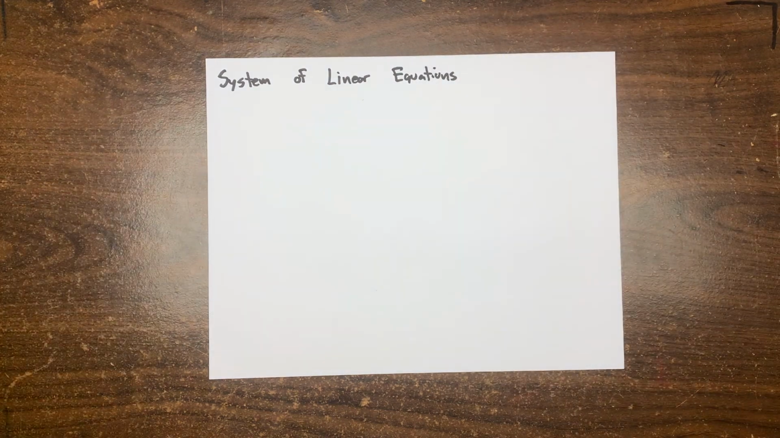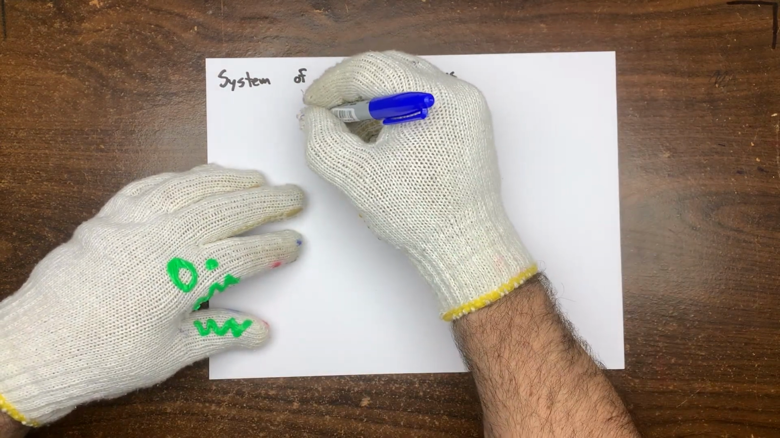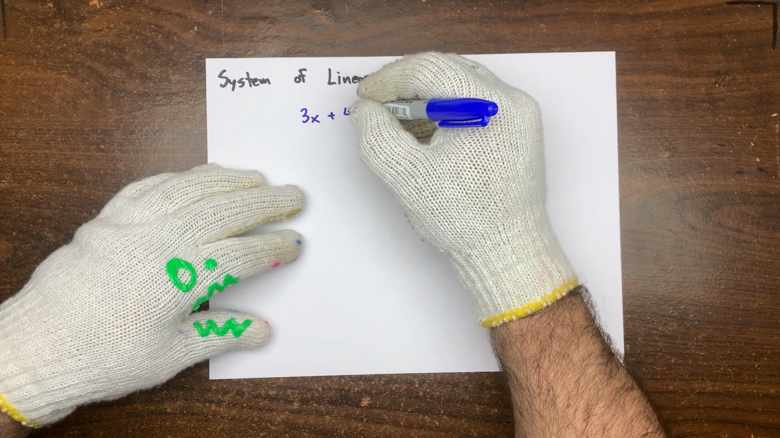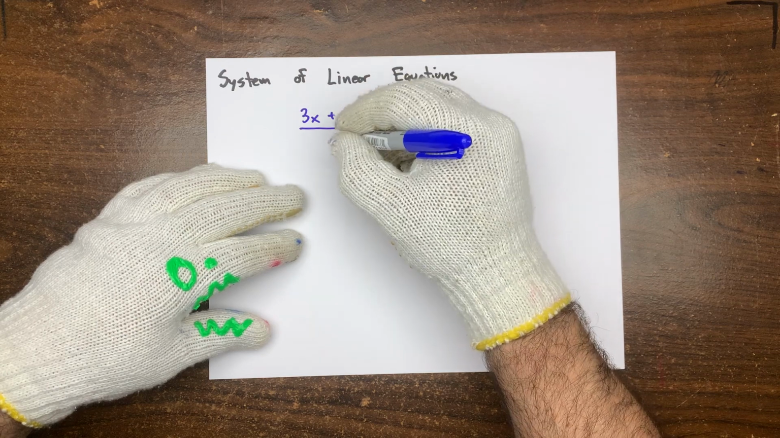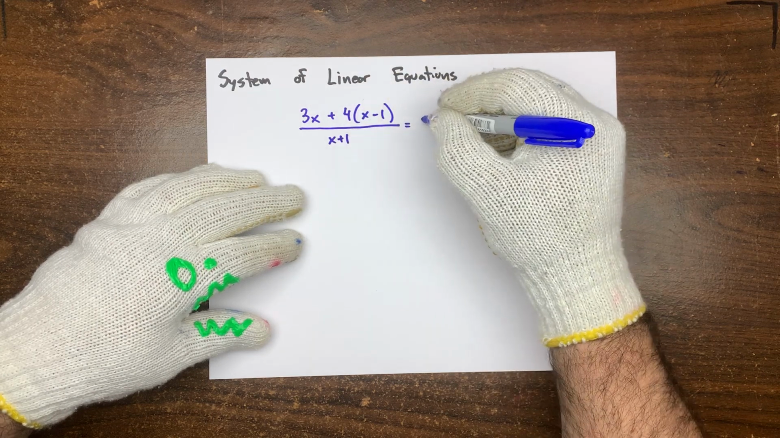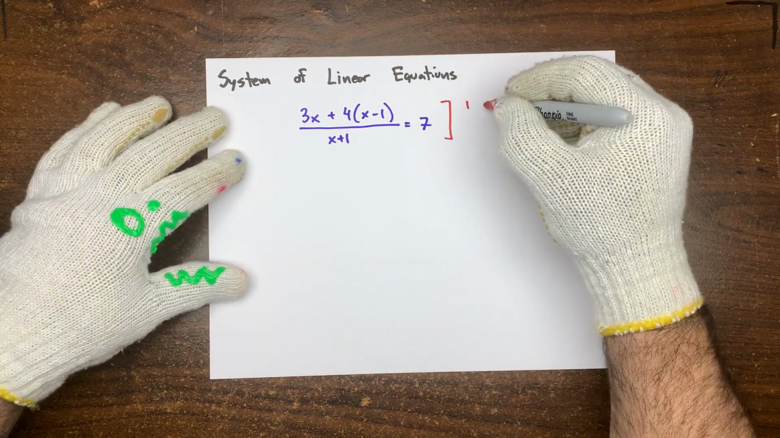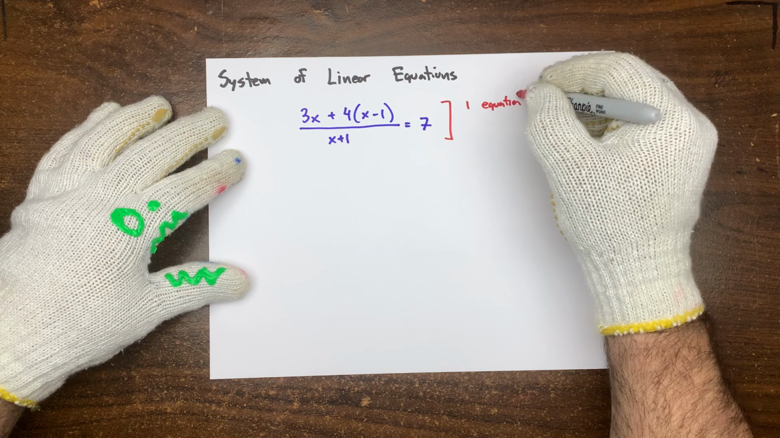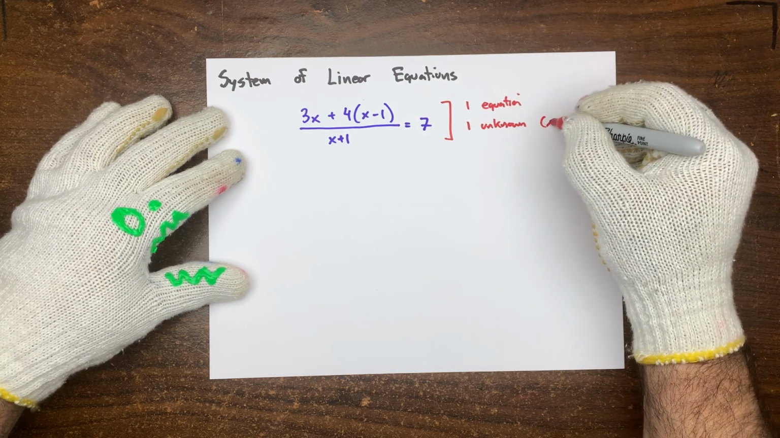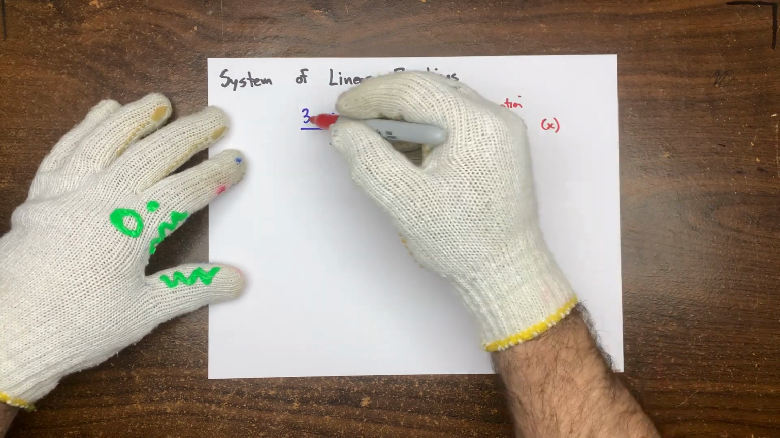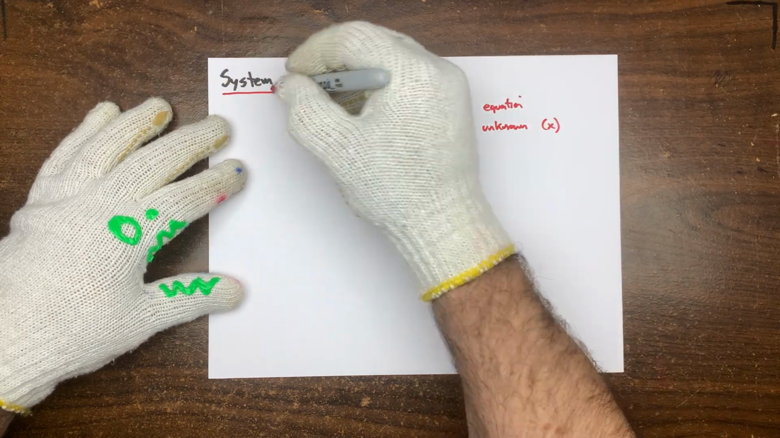Systems of linear equations. Before, we've been solving single equations, plus 4x minus 1 all over x plus 1 equals 7. This equation has one equation and one unknown, which is x. Sometimes I throw other variables in there, a and b and stuff like that, but we're solving for x. Now we're going to do a system of linear equations.